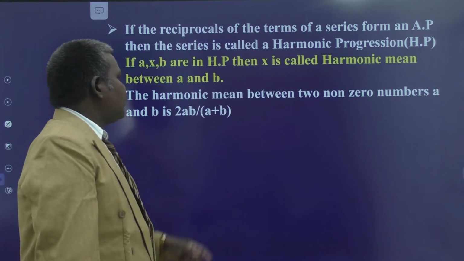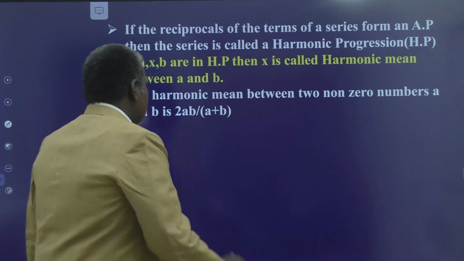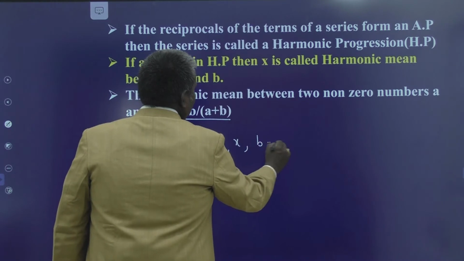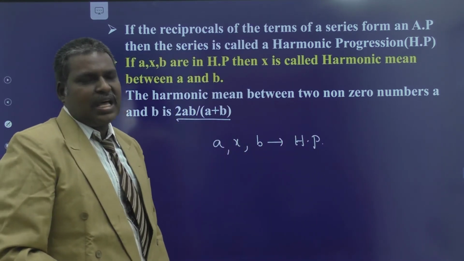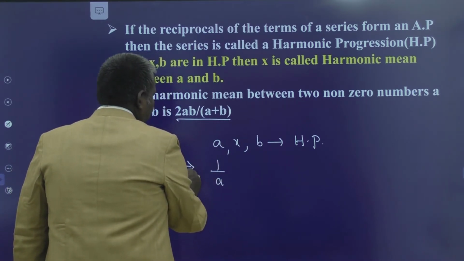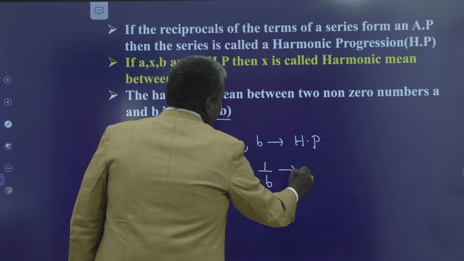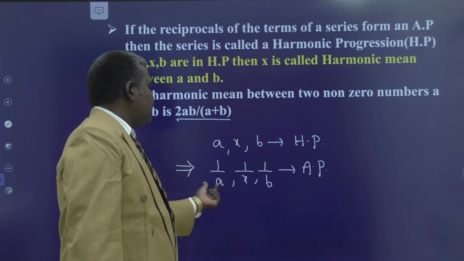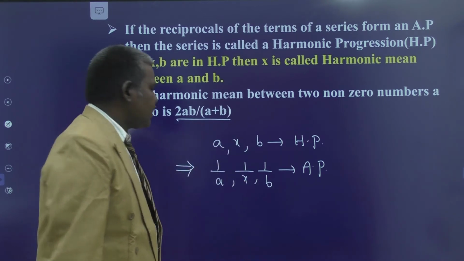Now, the harmonic mean between the two non-zero numbers a and b is 2ab by a plus b. See here, how can you prove this one? a comma x comma b are in harmonic progression. Immediately by definition their reciprocals are in arithmetic progression. Therefore 1 by a, 1 by x, 1 by b are in arithmetic progression. If these are in arithmetic progression, what is the condition? 2b is equal to a plus c. Two times the middle value is equal to first plus last.